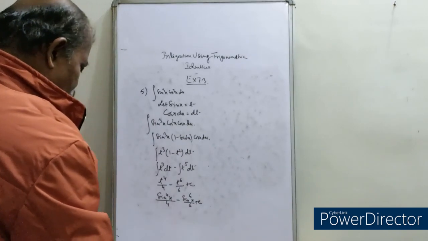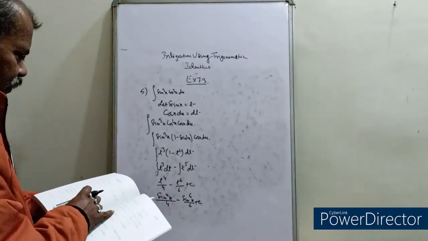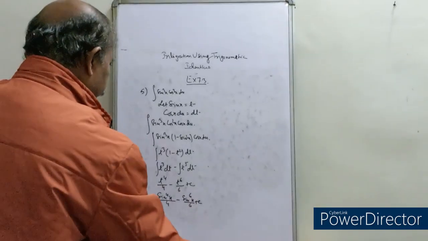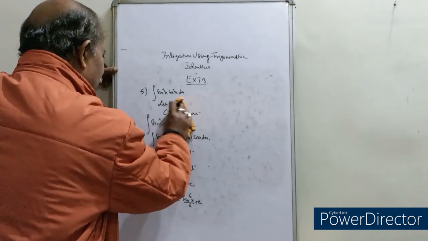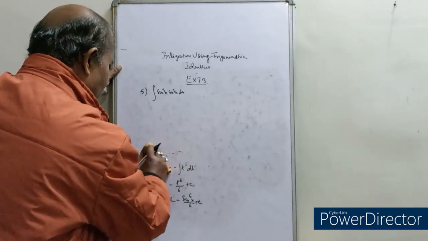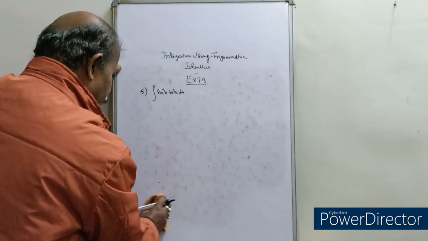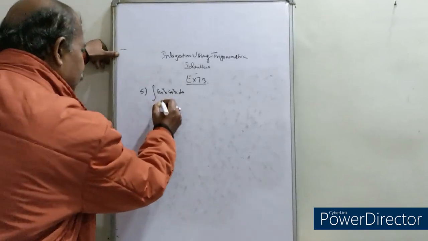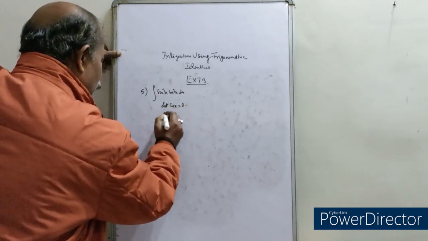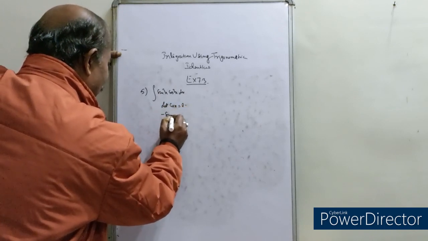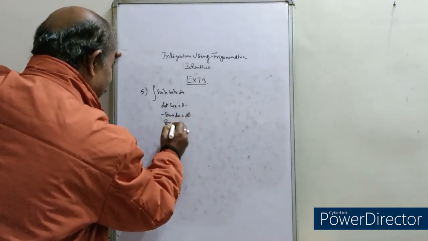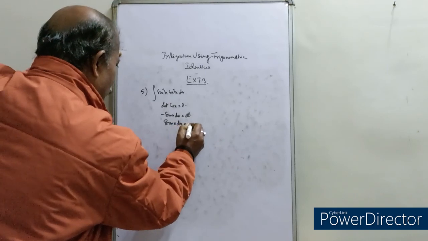Now I am going to solve in another way to find the answer which is given in your book. So here what I have to do is only a simple adjustment. Instead of sin x, I will take cos x. That is, let cos x be equal to t. So when you differentiate it, minus sin x dx is equal to dt. So sin x dx is equal to minus dt.